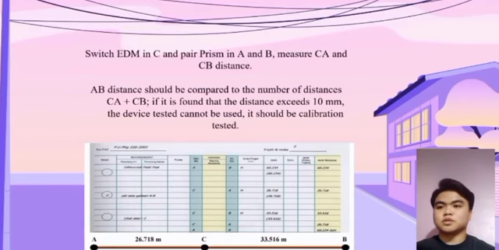Switch the EDM to C and place prism in A and B. Measure CA and CB distance. AB distance should be compared to the sum of distance CA plus CB. If it is found that the difference exceeds 10 mm, the device cannot be used. It should undergo a calibration test. And this is the example for measuring DFT in the field book test.